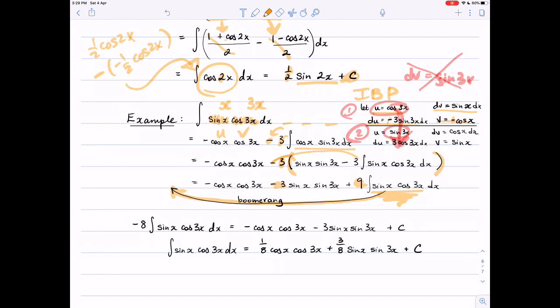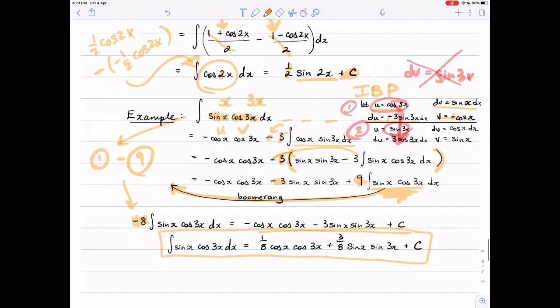Now we've got to be careful. We have one of those integrals on this side to start with, right? We had one of them. We are minusing 9 of them when we boomerang this over, which means we get minus 8 times the original integral is whatever is left on the other side. Divide by minus 8, and you get this as your answer.